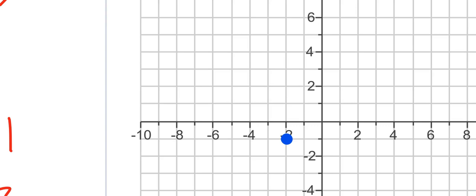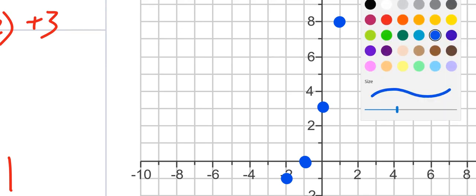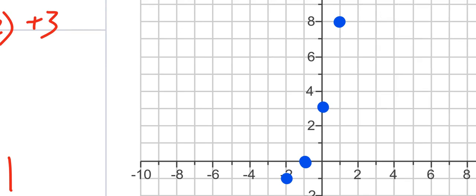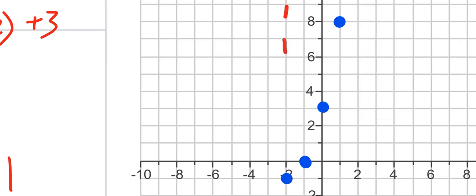So I learned something. If I go 1 unit to the right, how far up do I go? If I go 1 more unit to the right, how far up do I go? If I go one more unit to the right, how far up? That's right. Okay?